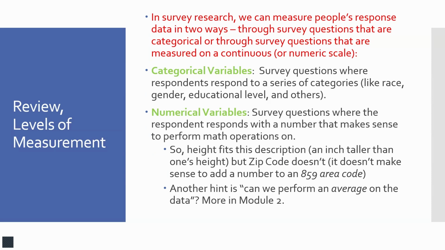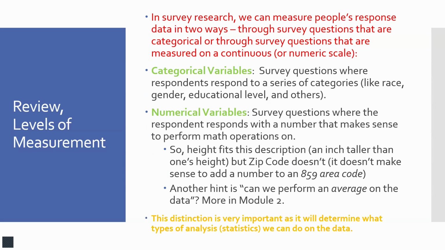In Module 2, we'll talk about whether we can perform an average on data. That will be the indicator on whether something is numerical. And if it doesn't make sense to take an average of something, then it's going to be a categorical variable. This distinction is very important because it determines the types of analyses and the statistics we can actually do.